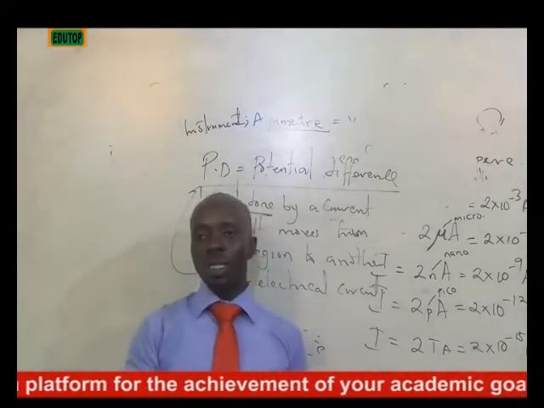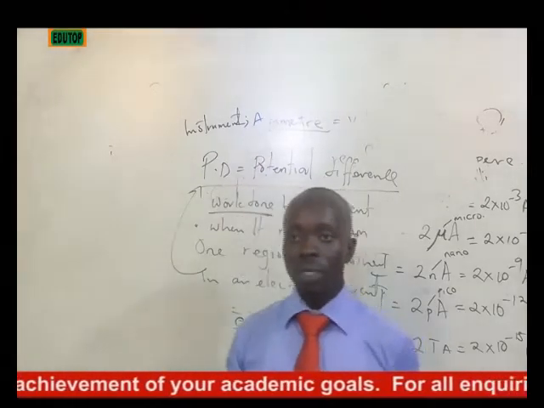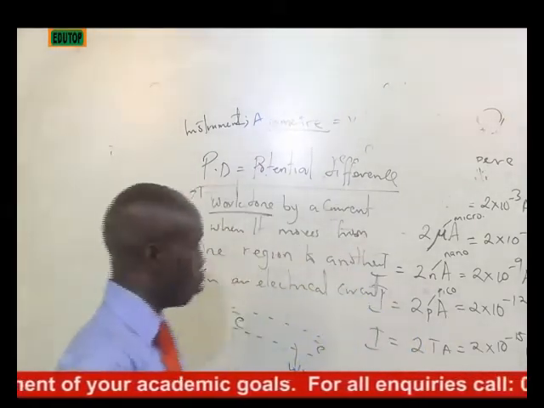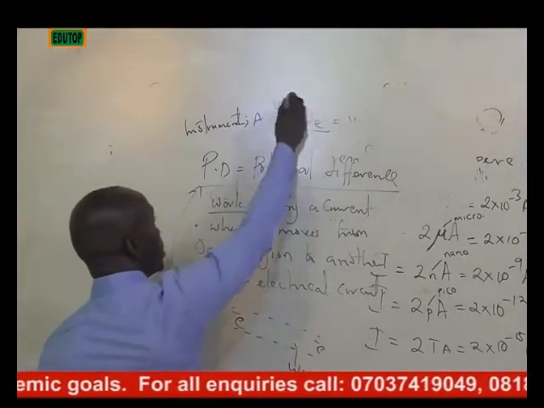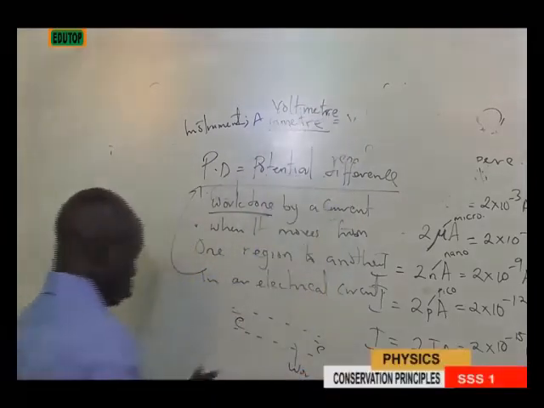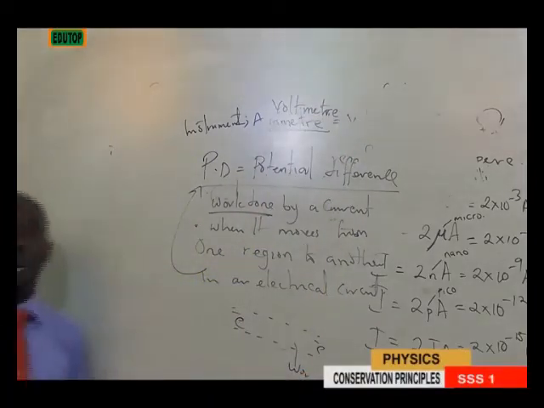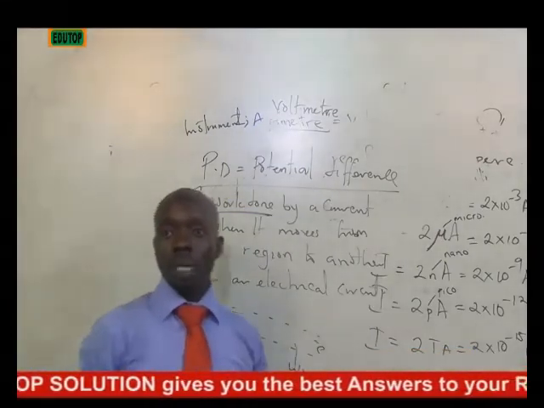Now, what is the instrument that you can use to measure your potential difference? That instrument is what we call your voltmeter. I think I mentioned it earlier. You have your voltmeter. Your voltmeter is used to measure potential difference.